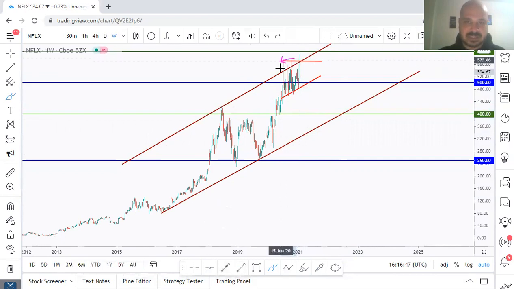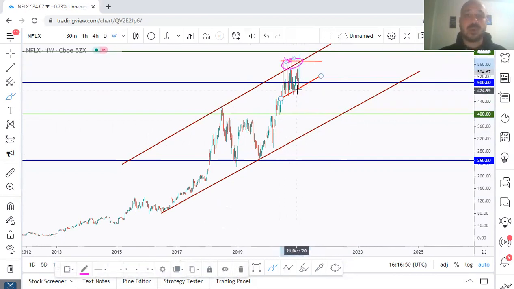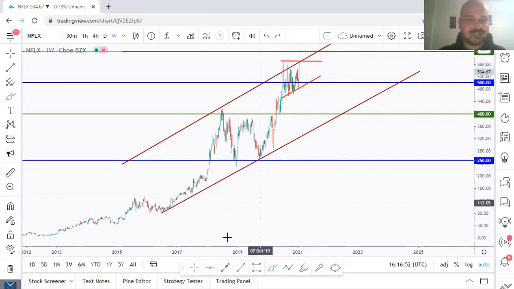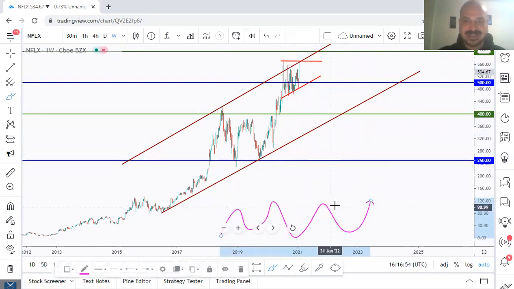And of course, this is an overbought area, right? And of course, the oscillators don't give you direct signals to buy and sell.